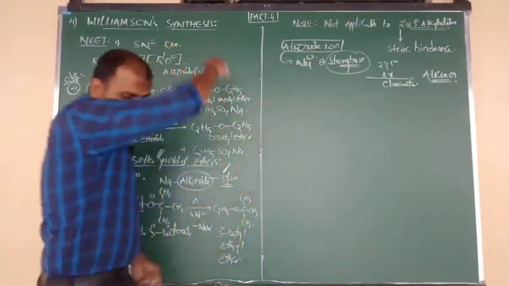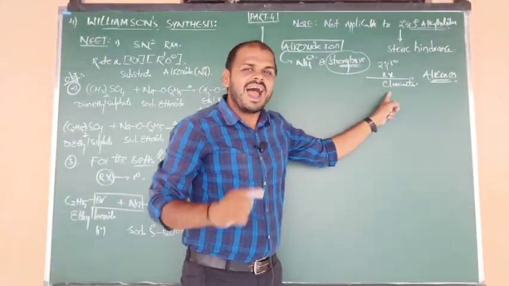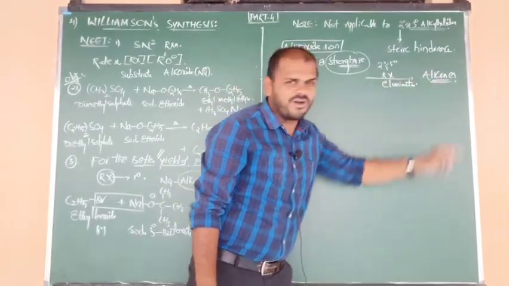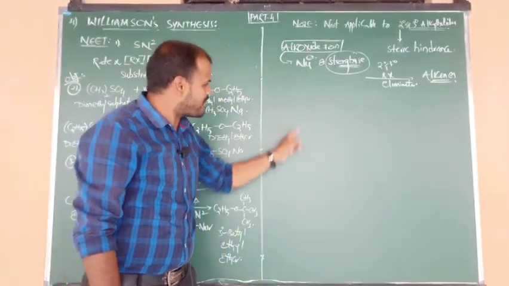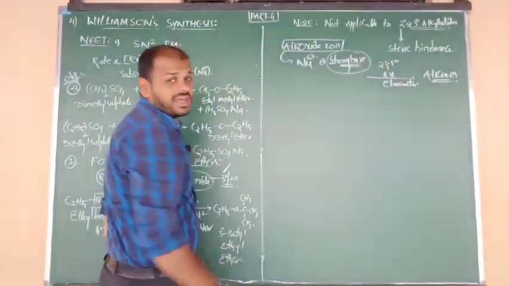Good. So now I want to tell you how secondary and tertiary alkyl halides undergo elimination and how they form alkenes. I am telling you this here from the objective point of view. Okay, first of all I want to talk about the tertiary alkyl halide.